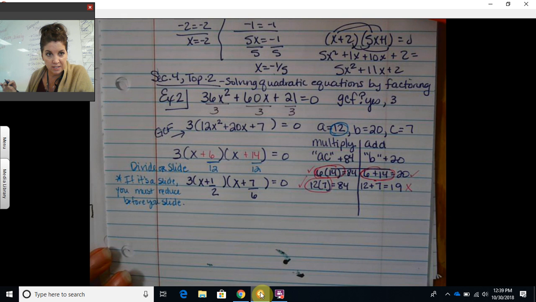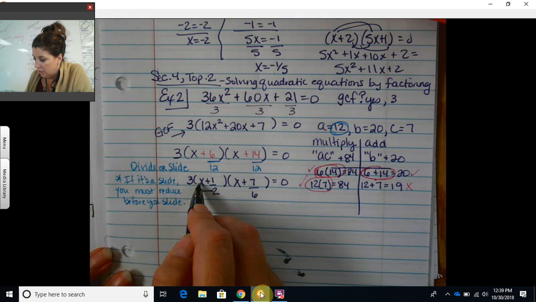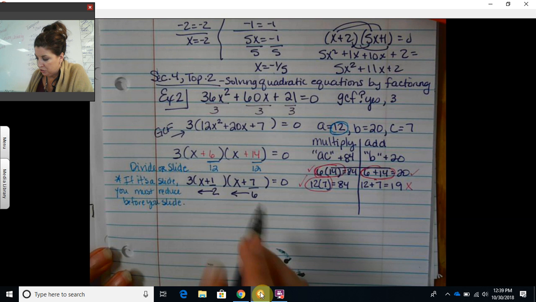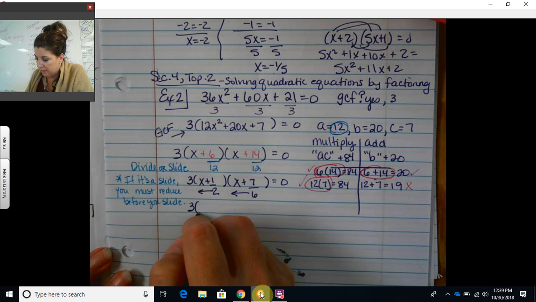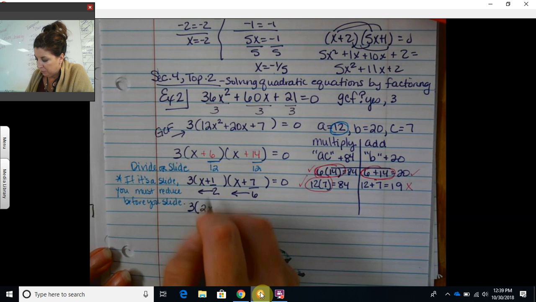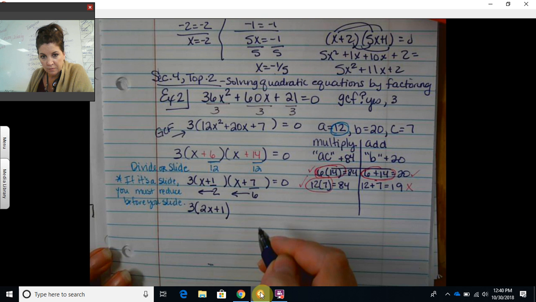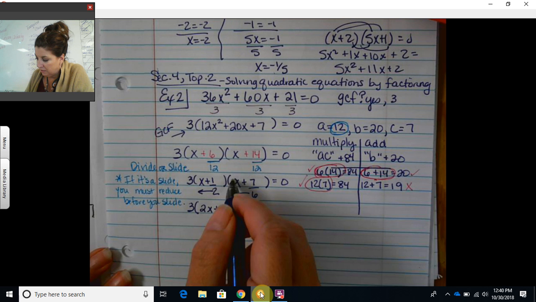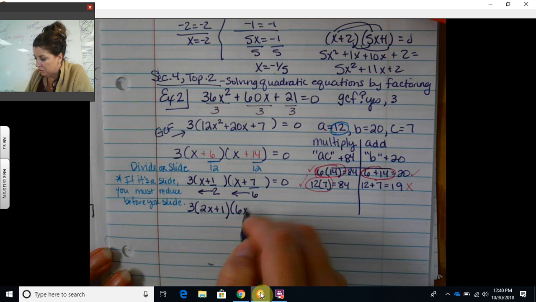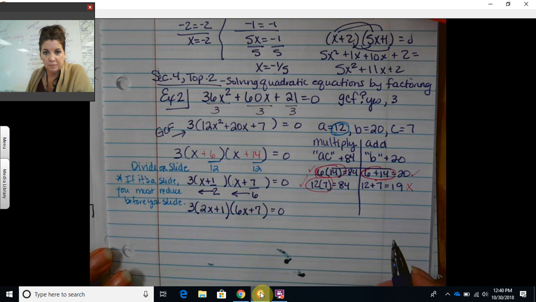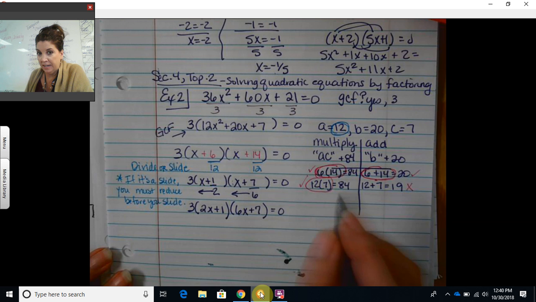So what you do is take that denominator, move it up, and make it the coefficient of the variable on both of these, okay? So you still have the GCF of 3, and then I'll slide the 2 in front of the x, so that'll be 2x, and then bring down your plus 1. In the other parenthesis, I'll slide the 6 in front of the x, so that will be 6x, and then just bring down plus 7. Once you do the divide and slide part, then you're completely factored, okay? You're in what's called factored form.